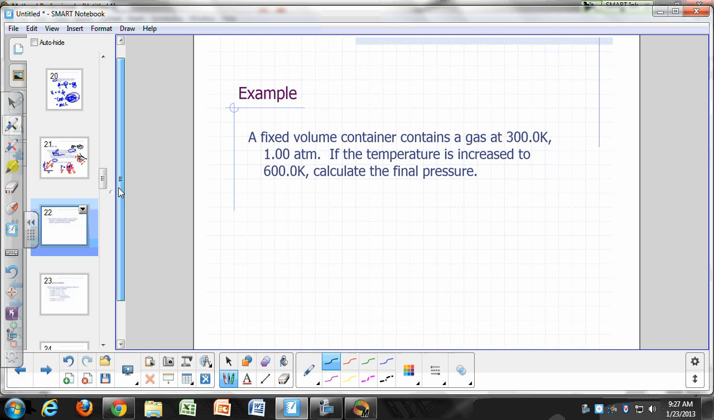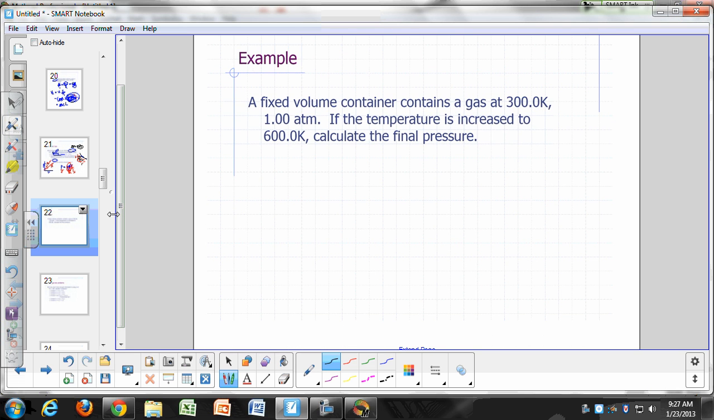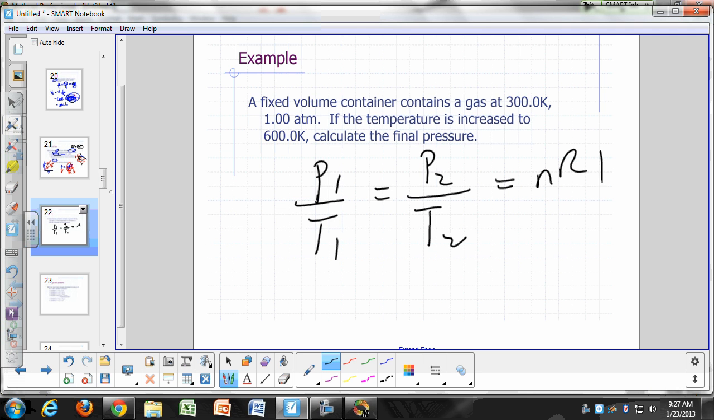So here's a question. A fixed volume container contains a gas at 300 Kelvin, 1 atmosphere. Temperature is increased to 600 Kelvin. Calculate the pressure. So fixed volume. What law is applicable here? Boyle, Charles, or Amontons? Amontons. So P1 over T1 equals P2 over T2, which is going to be equal to nR over V.